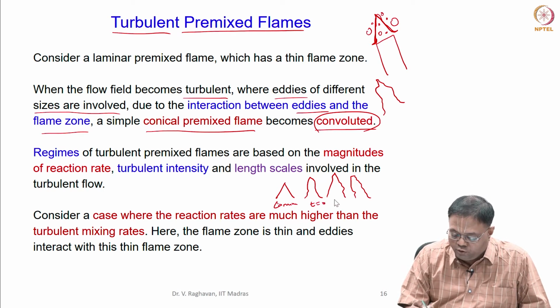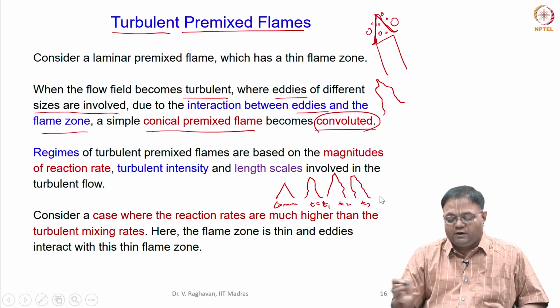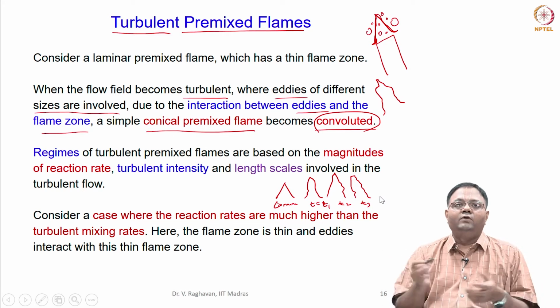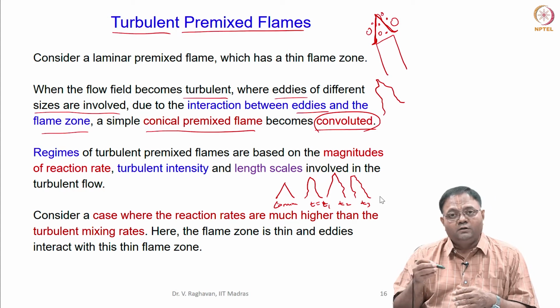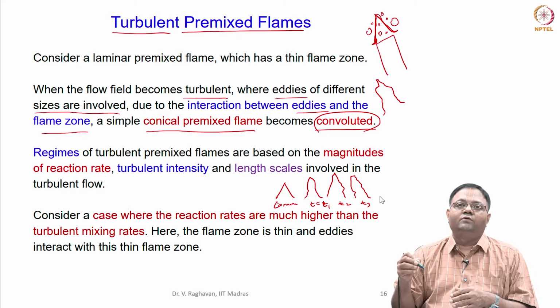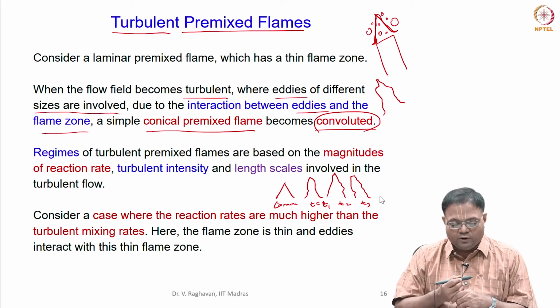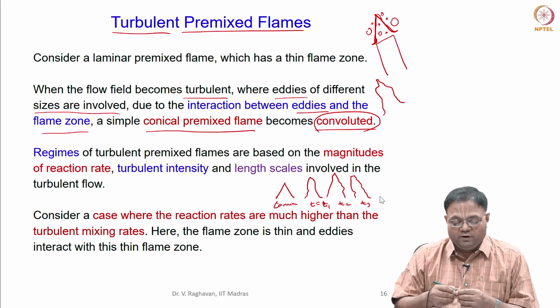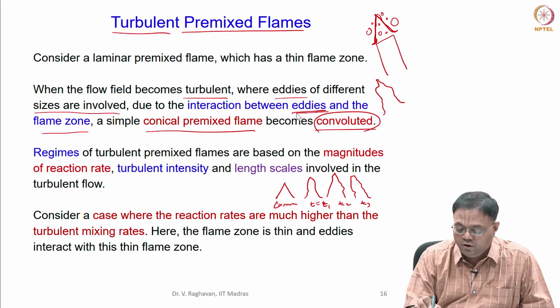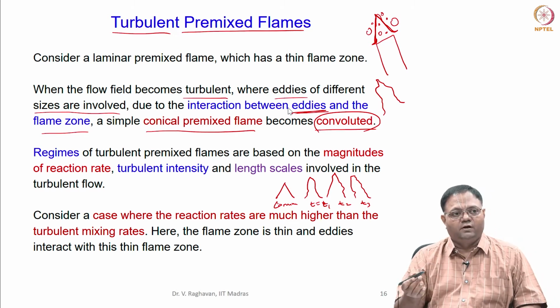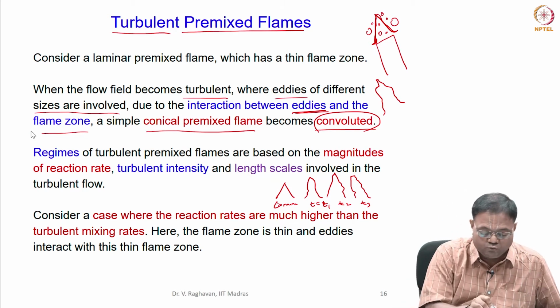This is laminar at T equal to 0, and turbulent as onset. So T equal to 0, then T1, T2, T3. At different time instants you will see different flame shapes, the surface is not smooth enough, and there is no conical shape at all basically. So this is what we get when there is an interaction between the eddies in the turbulent flow, which are of several length scales, and the flame zone itself.